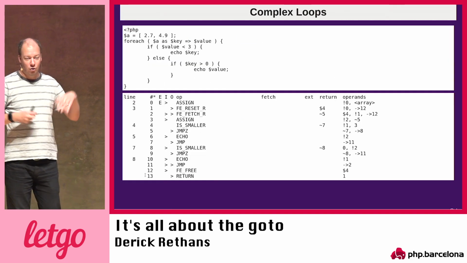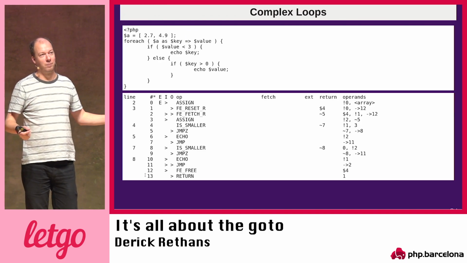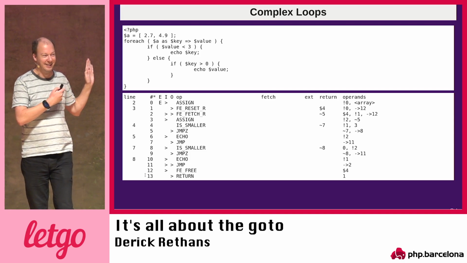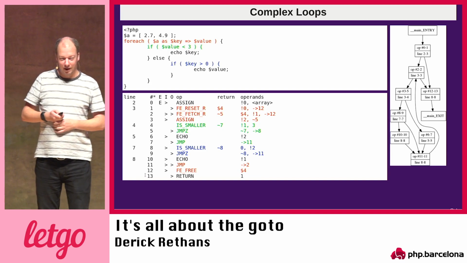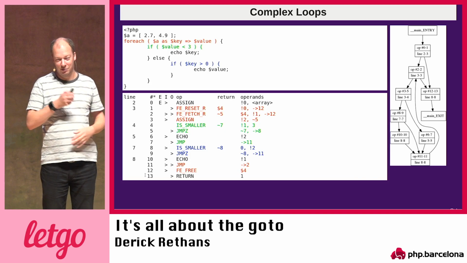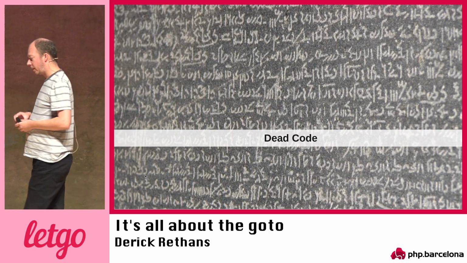All right, so complex loops, you have a foreach loop, if statements in there, this gets more and more complicated. So I will leave this as homework for you. Yeah, and you can make graphs on that. I usually find a graph easier to show what it does, but again, I'll leave this as homework for you.